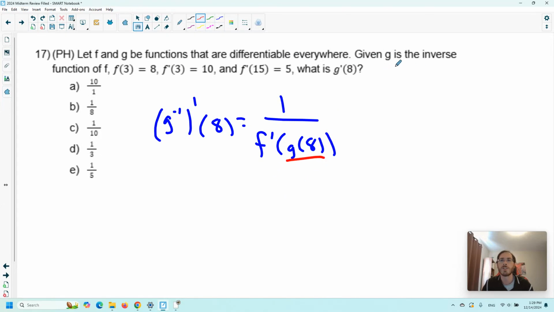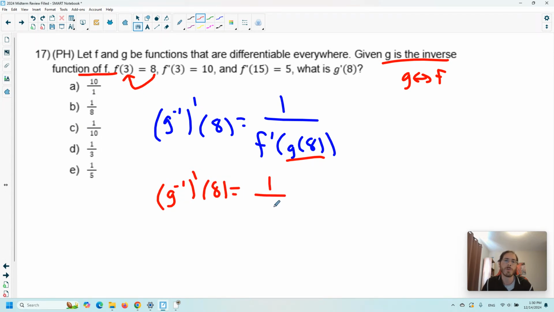And again, we know that g is the inverse of f. So that means that we can go back and forth. So I want to find out where the answer is 8, and it leads me back to 3. So what we got to do is say that the g inverse derivative at 8 is equal to 1 over f prime at 3. And then if I look at f prime at 3, that's 10. So that's 1 over 10. So good use of the inverse rule. So that's what we got for that one.